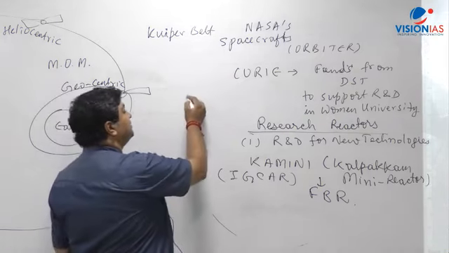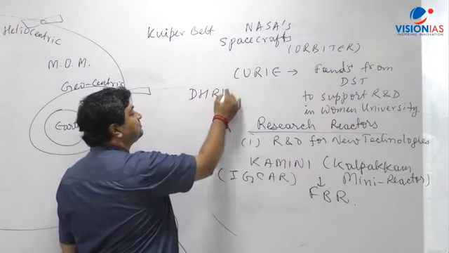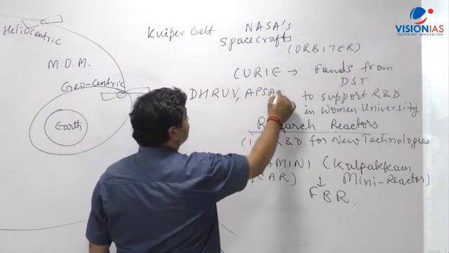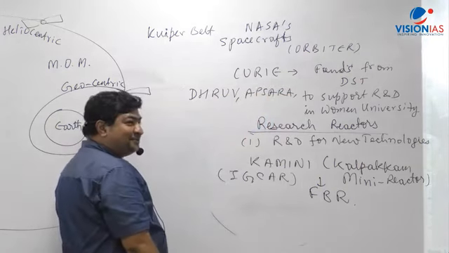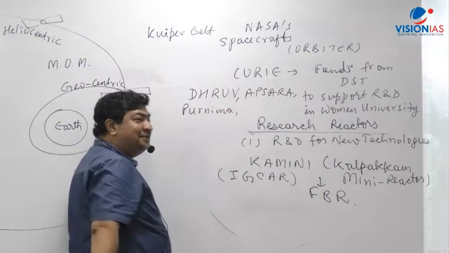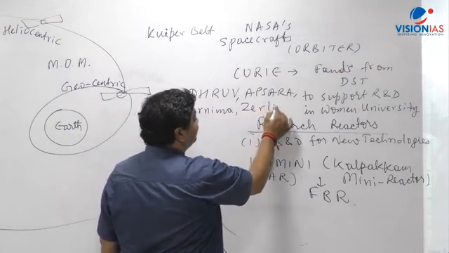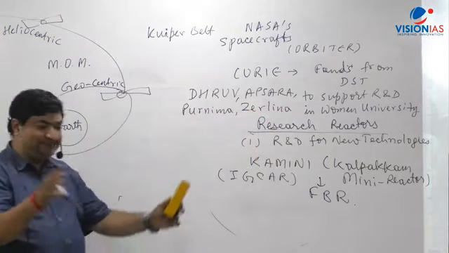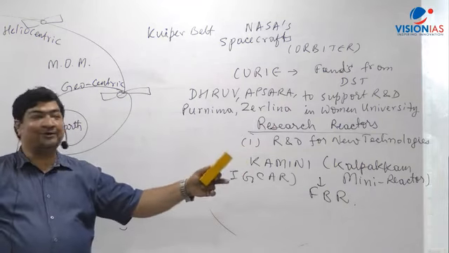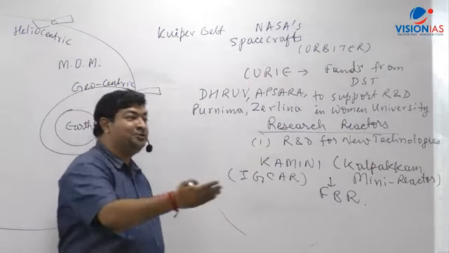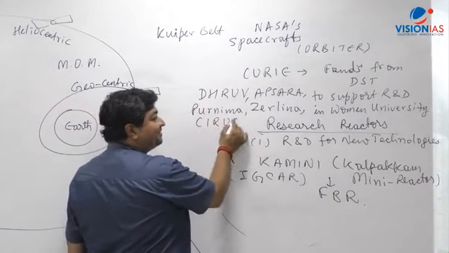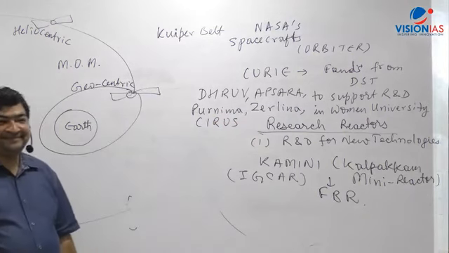At BARC, there is a reactor called Dhruva. Then you have Apsara. All of them have formidable names. Apsara. Then you have Purnima. There are all these names of reactors. Then Zerlina. And there's not one or two. Research reactors are also not small. They're big, bigger than a room. So these names are Zerlina 1 and 2, Purnima 1, 2, 3. And then there's also CIRUS. All these are research reactors.